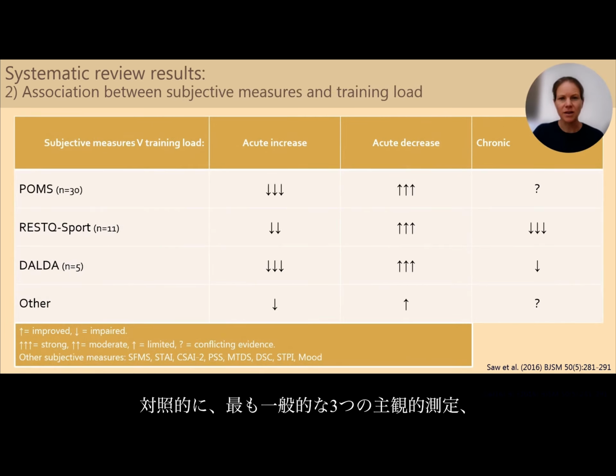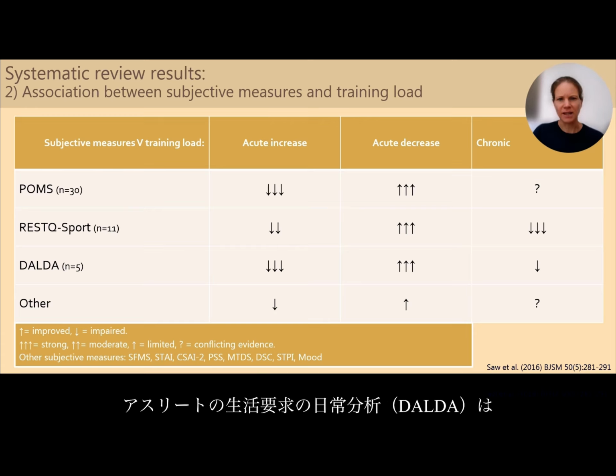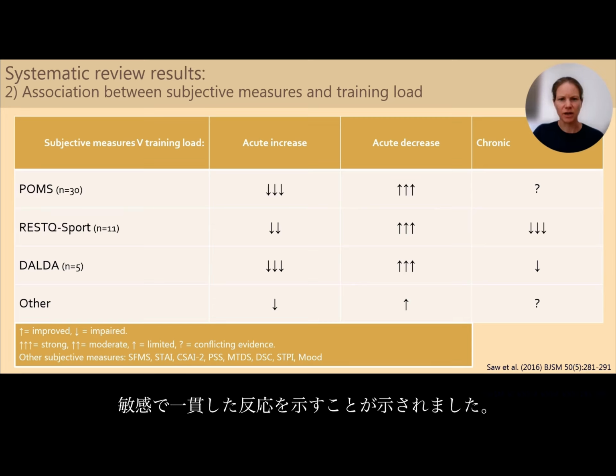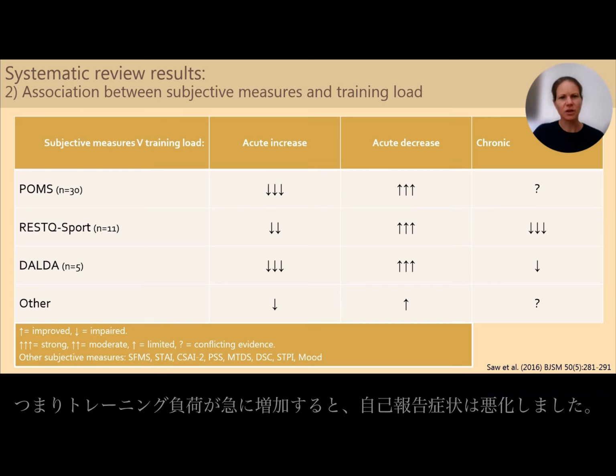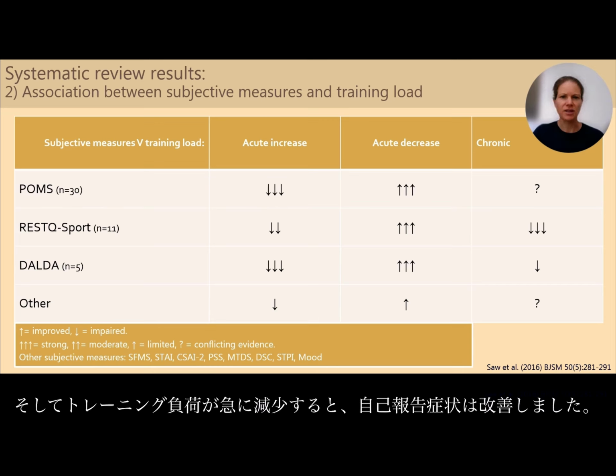By comparison, the three most common subjective measures, the profile of mood states, recovery stress questionnaire for athletes, and the daily analysis of life demands for athletes, were shown to be sensitive and consistent in their response to training load, particularly acute training load changes. So with an acute increase in training load, self-reported symptoms got worse. And with an acute decrease in training load, self-reported symptoms improved.